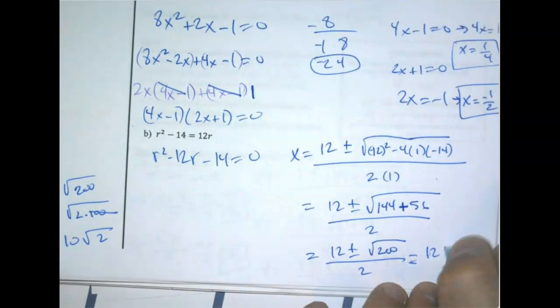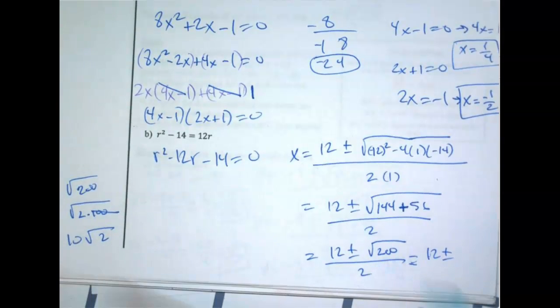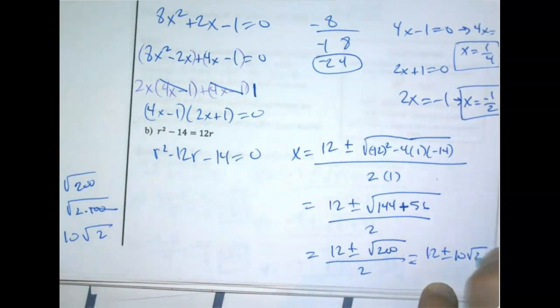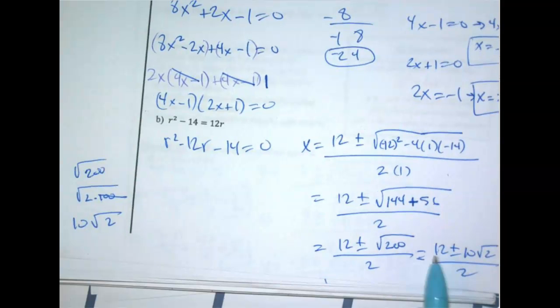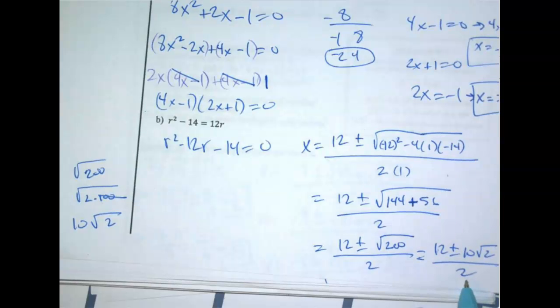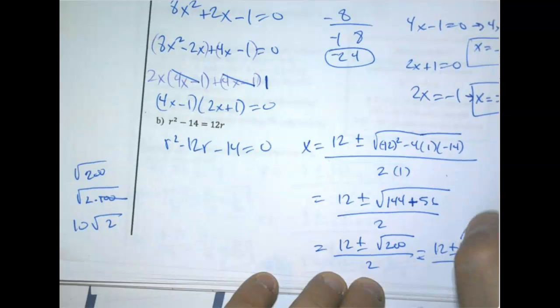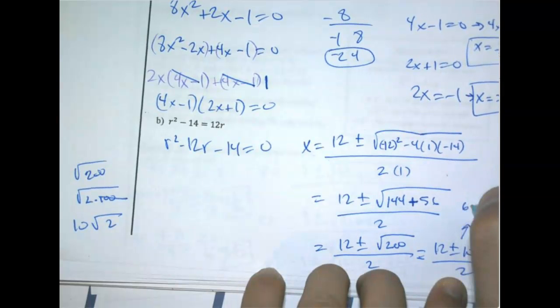12 plus or minus, remember the square root of 200 is 10 radical 2, and if you have no calculator, you definitely want to simplify this. And then you have 12, 10, and 2. They're all even, meaning you can divide all of them by 2. So I can get 6, 5, and this is going to be a 1 when I divide, so it'll go away. So I'm going to have 6 plus or minus 5 radical 2 as my simplified version of the answer.